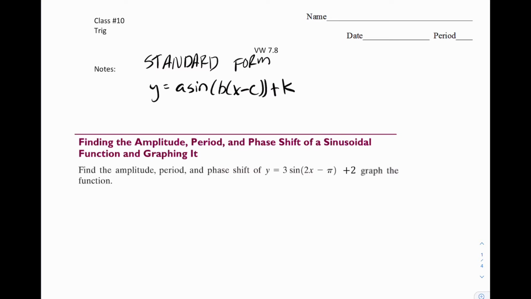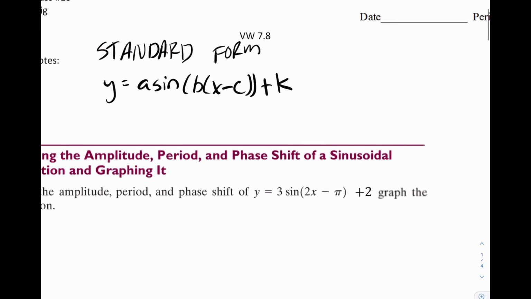Today we're going to finish up graphing and talk about how to shift the graph left and right. So first, take a minute and just write down, I call this standard form. Notice how it's A sine B quantity x minus c plus k. You always want to be in this standard form when you're graphing.